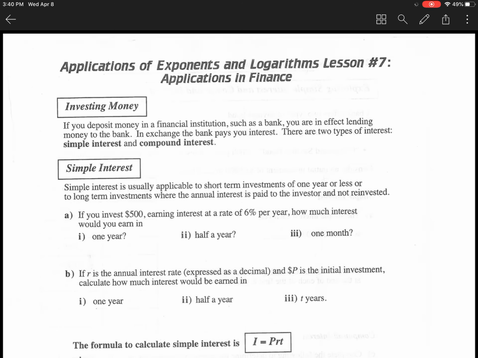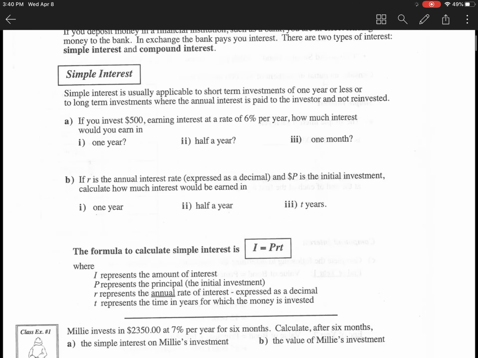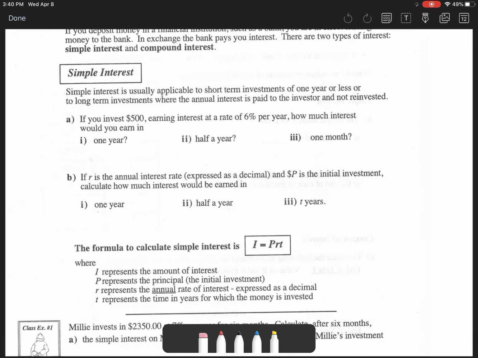And then as always, as we move through the notes, I'll let you know what's really important and what you need to focus on. So just to start, it does talk about investing money here. It says if you deposit money in a financial institution like a bank, you are in effect lending money to the bank. In exchange, the bank pays you interest. And again, as mentioned, there are two types of interest, what we call simple interest and compound interest.